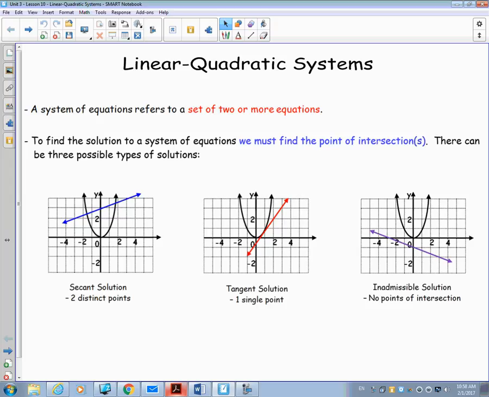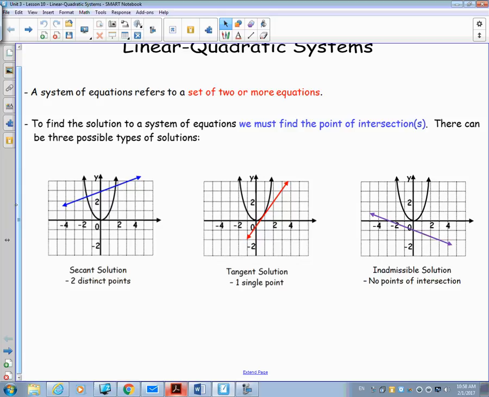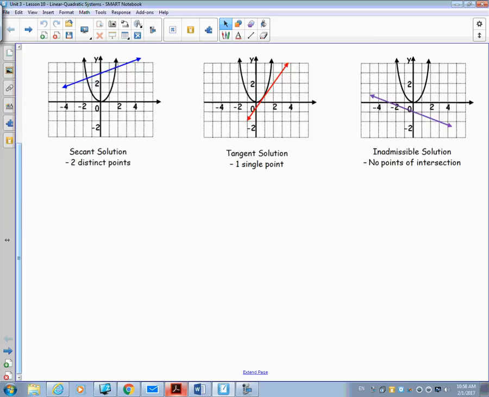And there's three ways that lines and quadratics can interact with each other, kind of like discriminant ideas. So number one, you could have 2 points of intersection. The line crosses a parabola twice. That's the maximum number of times you can cross a parabola. You could have one solution, we call this a tangent, where it just barely touches the parabola at a single point. Or you could have an inadmissible solution. There are no points of intersection. The line never crosses that parabola.